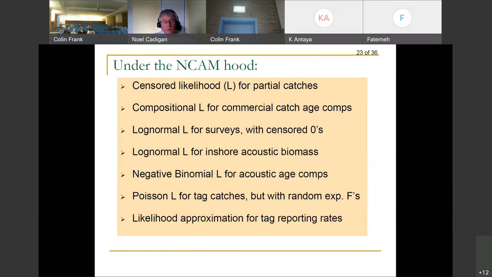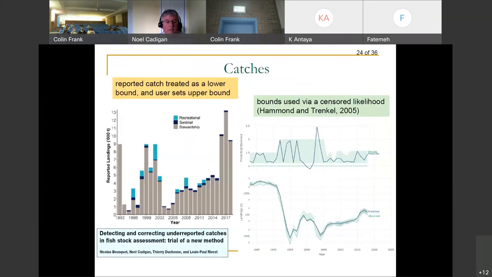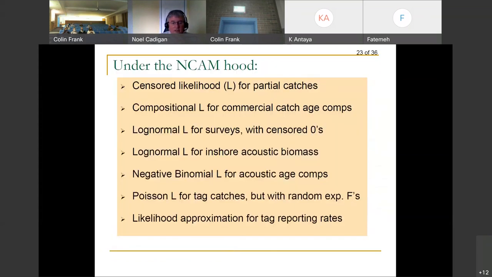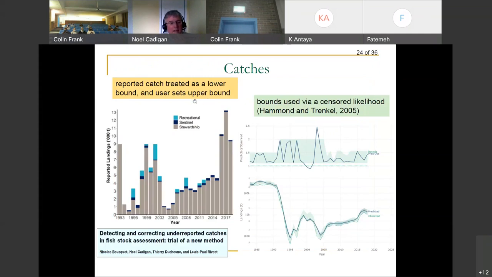So under the NCAM hood, I mentioned these likelihoods, so I better hurry up. There's a variety of likelihoods used for these various data sources, and there are reasons for all of this. I have spent years studying some of this type of data, not really the acoustic stuff much, but everything else, and there are reasons that I don't have time to get into. But the catch is, we use something called a censored likelihood for catches, so I thought I'd talk a bit about that.